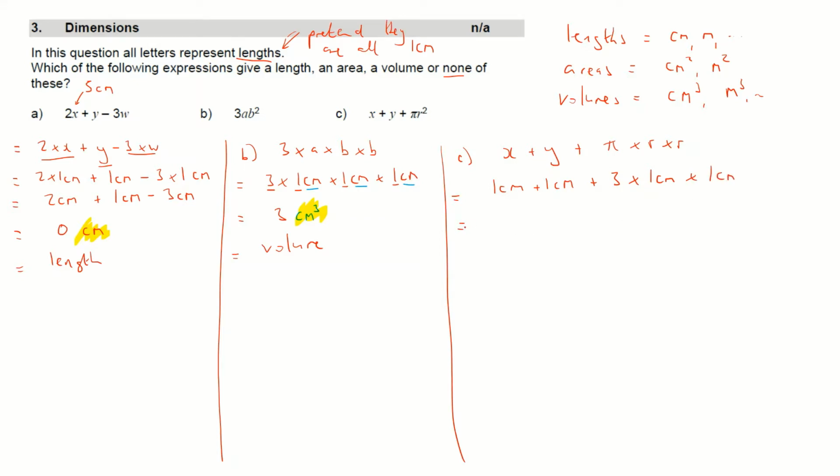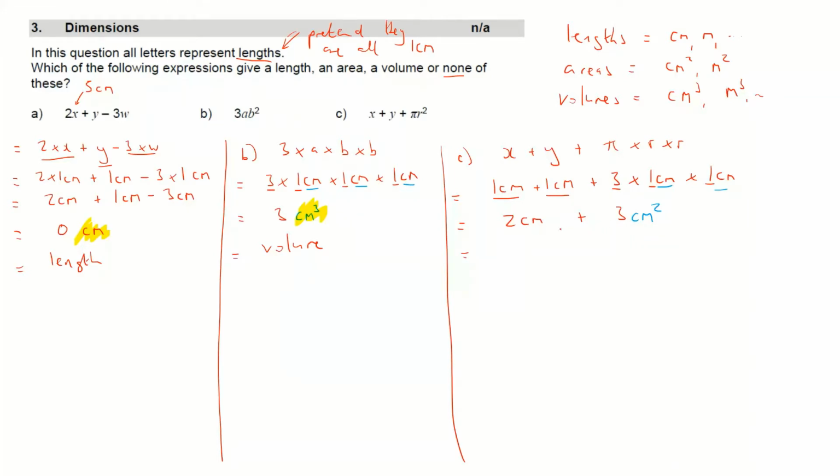So if I work these out now, 1 centimeter add 1 centimeter is 2 centimeters. And then this lump here, 3 times 1 is 3. And this time round, if you look at the centimeters, there's 2 of them, so this would be cm squared. And the problem is now, what can I do with this? Nothing, because 2 centimeters add 3 cm squared, I can't simplify that down. You can't add together unlike units. So this formula cannot be converted into anything useful.